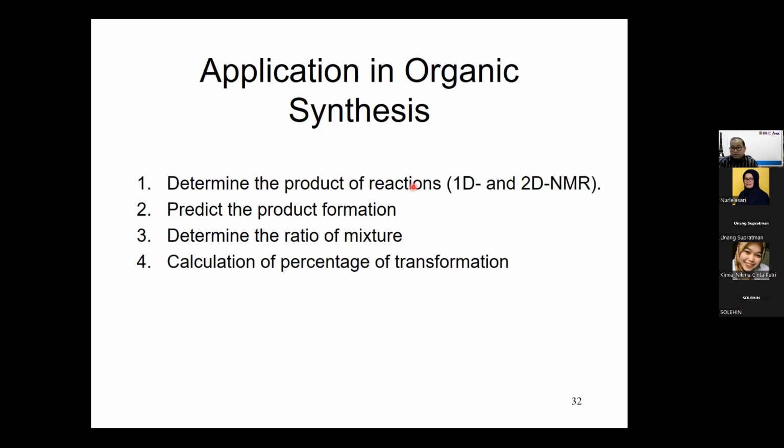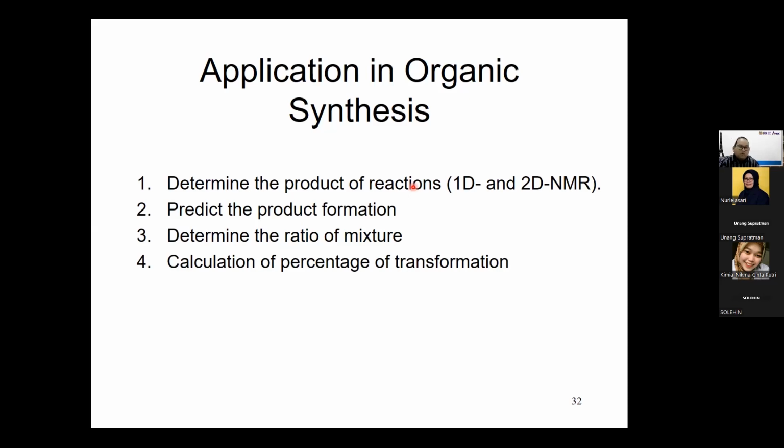The second one is to predict the product formation. For example, okay, you are very lazy to do TLC. So during that time, you are doing, for example, a reduction for transformation of ketone to alcohol. What you have to do is you just take some of the reaction and run the carbon in a concentrated manner. After that, running the carbon, you can see the disappearance of the ketone around 200 ppm. It means your reaction is finished. It is just like that, okay?